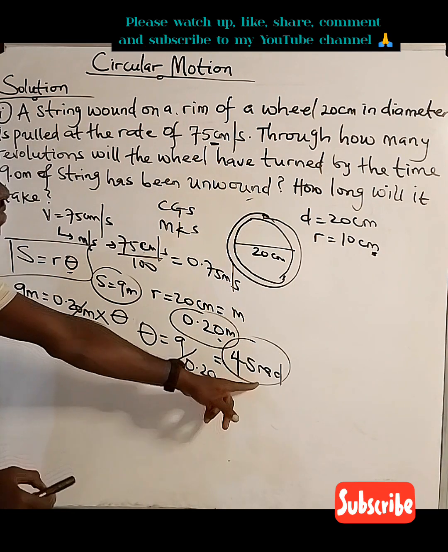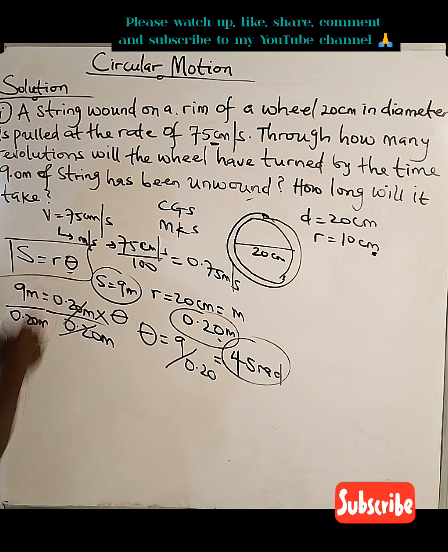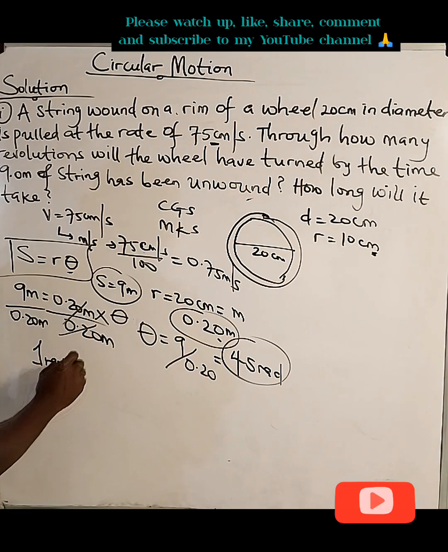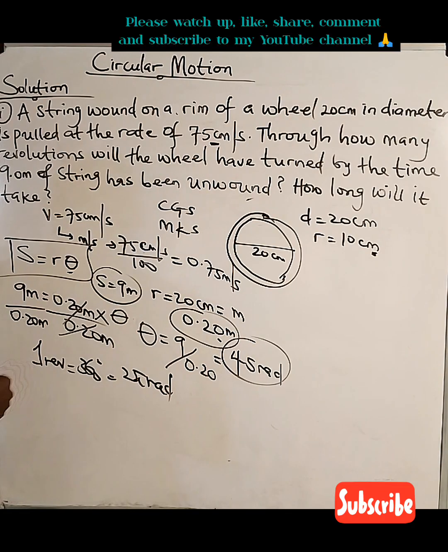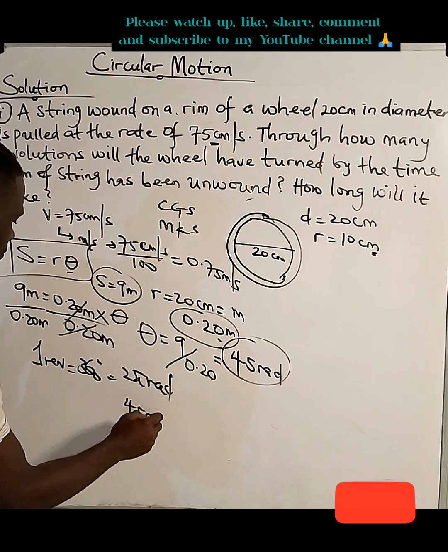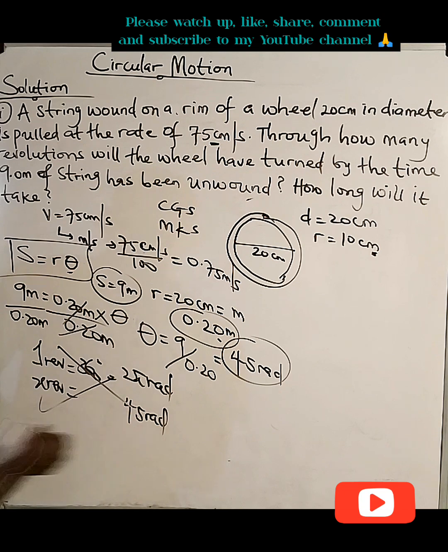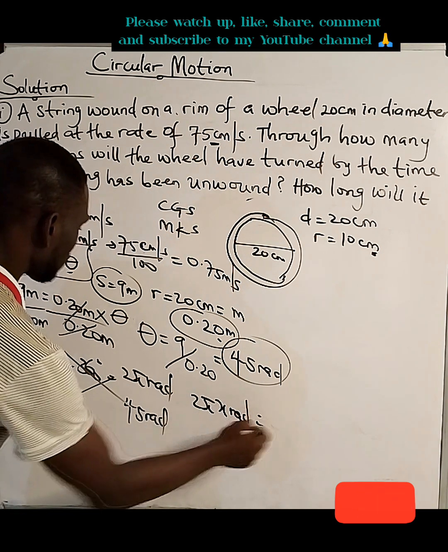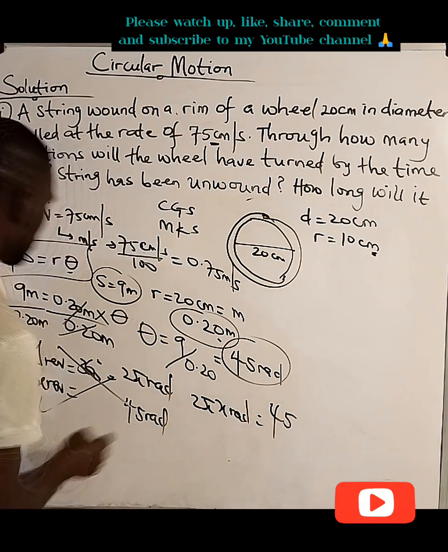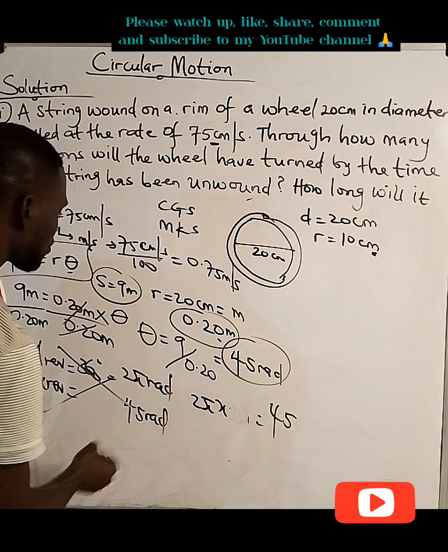So we're going to move this 45 radians directly to revolutions. Don't forget 1 revolution is 360 degrees, which is 2 pi radians. So if 1 revolution is 2 pi radians, then 45 radians will give us how many revolutions? Just cross multiply. So we have 2 pi x equals 45. So we divide both sides by 2 pi.